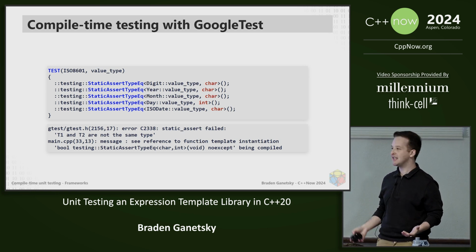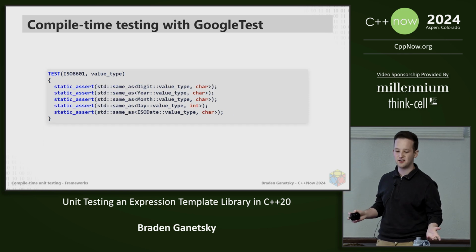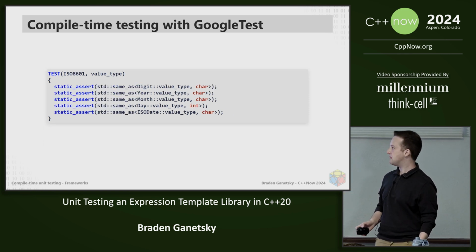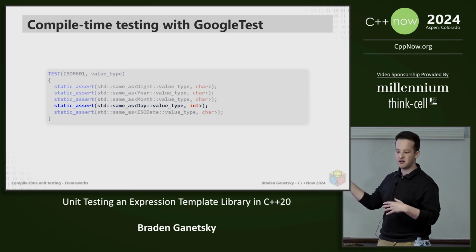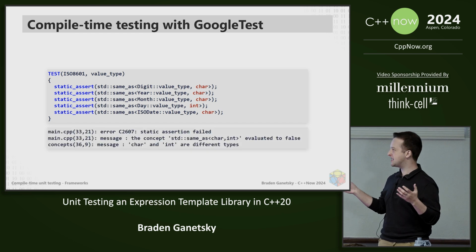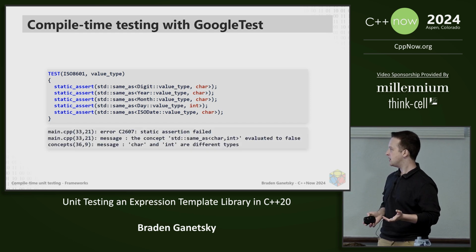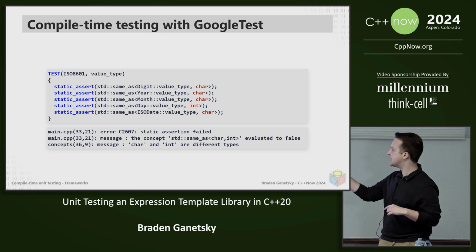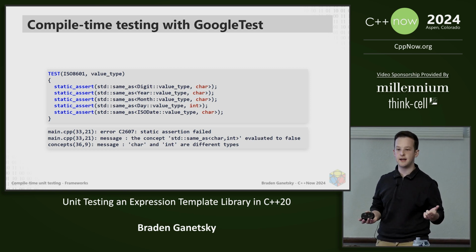But then my question is, how is this different from just a static assert on same as? I have this same bug here, and it gives me a similar static assert message. It just says that char and int aren't the same. And in case that wasn't clear enough, on the second line, it says char and int are different types.